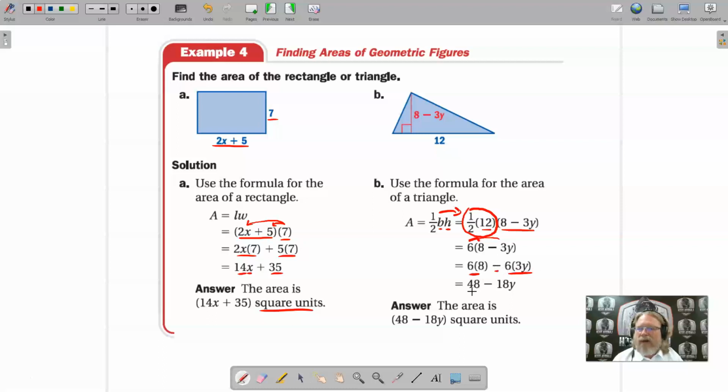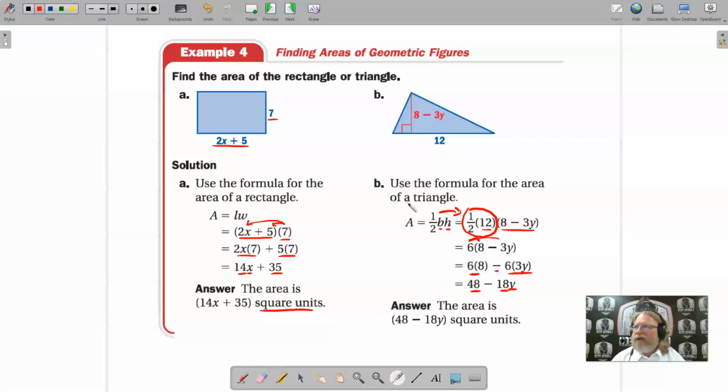6 times 8 is 48. 6 times 3 is 18. The y goes along for the ride. And subtraction stays, so we have minus. So the area for this triangle here is 48 minus 18y square units. If you really wanted to, you could put that 18y first, but that would get tricky. It'd make it negative. We don't want a negative number out front. So we'll do that in another lesson.